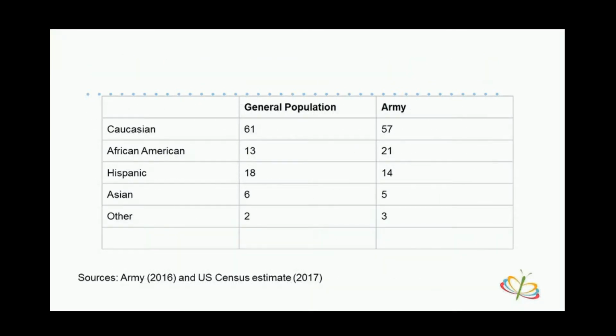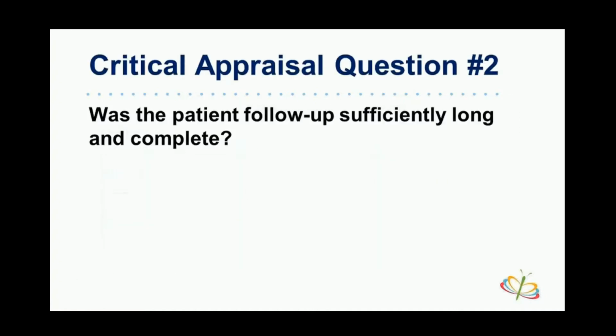And I was curious how the military demographics compared to the general population. Fortunately, I only looked at the Army, so TRICARE is Army, Navy, Marines, all of the different branches of the armed forces. And in general, the population reflected what the Army's population was, with the big exception of the African American population. There's a lot more African Americans in the Army than in the general population. So was the patient follow-up sufficiently long and complete?